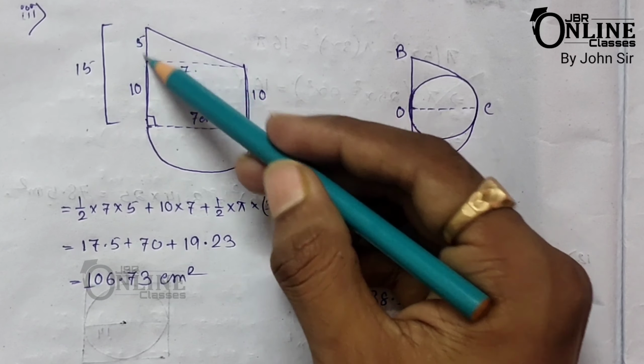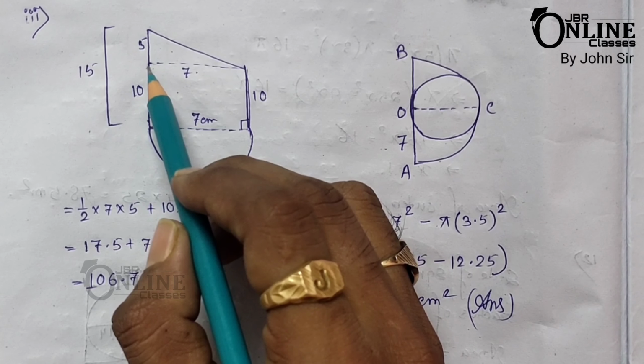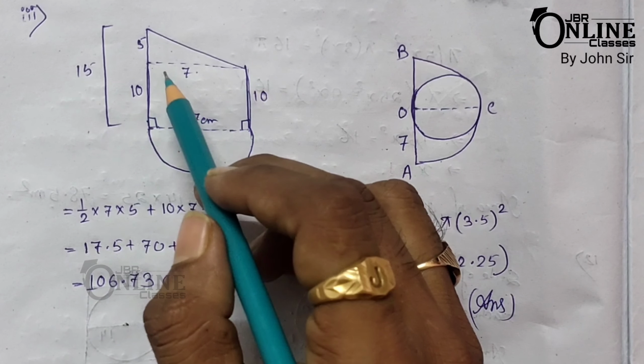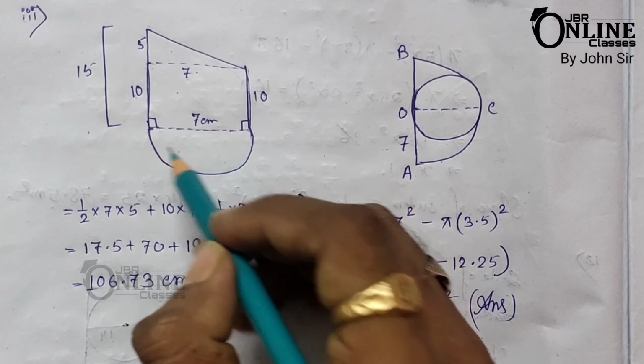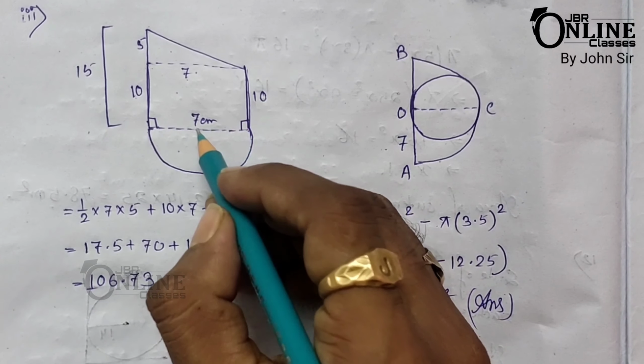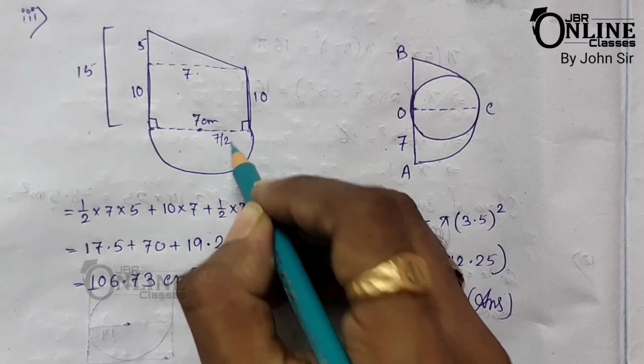The upper part is a right angle triangle whose base is equal to 7, height equal to 5. The middle part is a rectangle, length equal to 10, breadth equal to 7. And the lower part is a semicircle whose diameter is equal to 7, so radius is equal to 7 by 2.